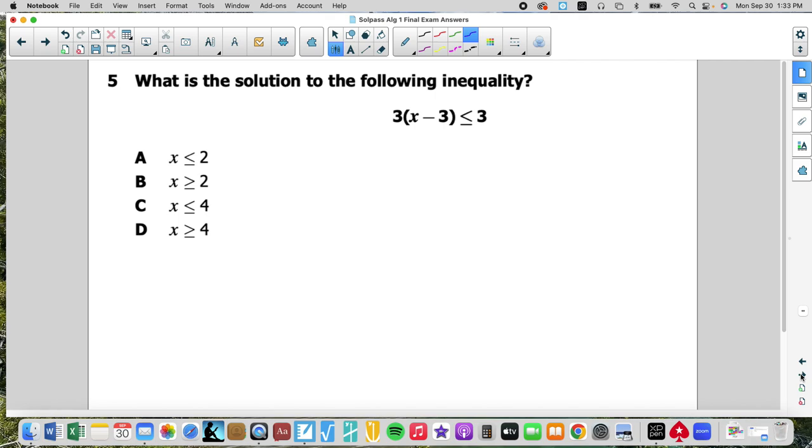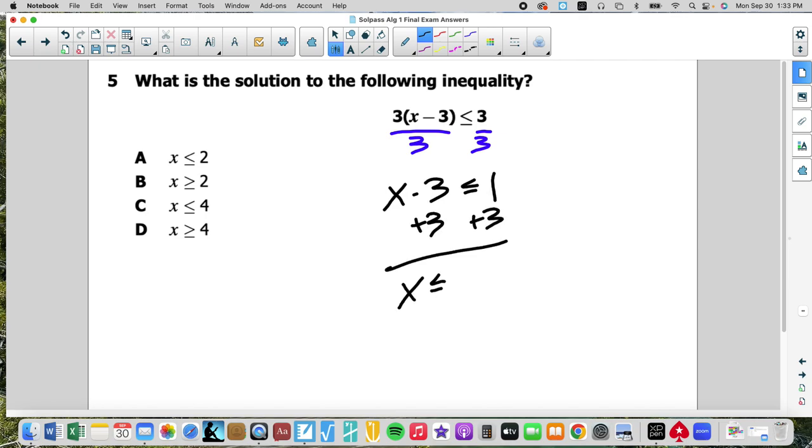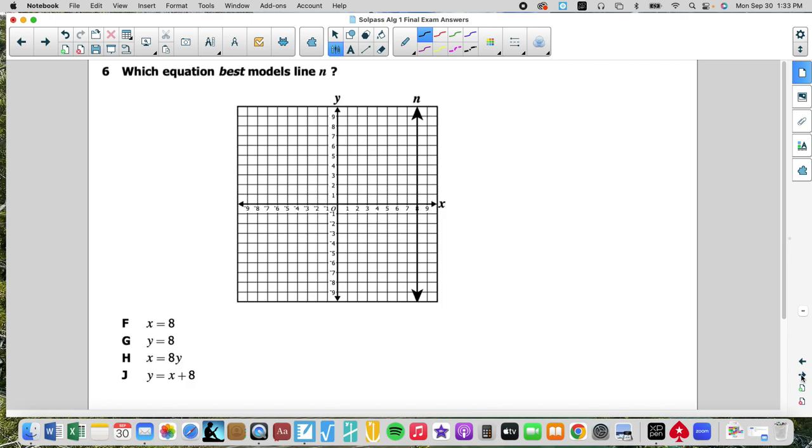What is the solution of the following inequality? Well, a high school student would divide both sides by 3 instead of distributing. And then we would add 3, and we get x is less than or equal to 4. So x is less than or equal to 4 is going to be C, and we can move on. That's a relatively simple problem.